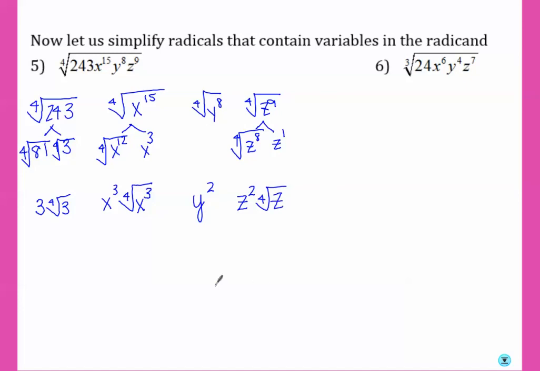So then, for our final answer, we put together all the things that came out of the radical. So 3 x to the 3rd, y squared, z squared. And then all the things underneath the radical get put together. So 3 x to the 3rd and z. So these, without the radical, all went outside. And these under the radical all went inside.